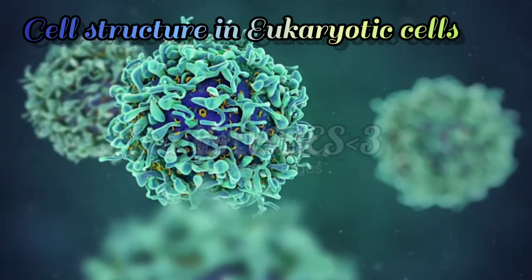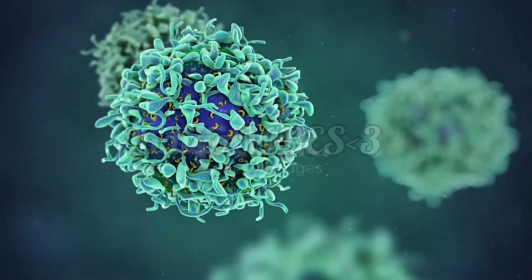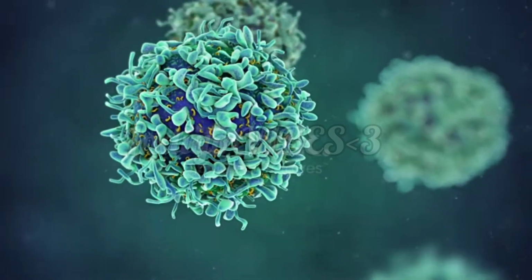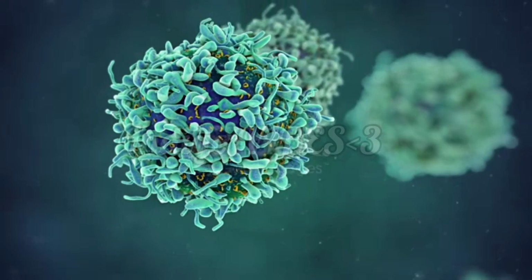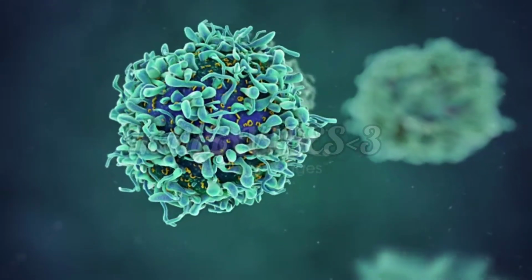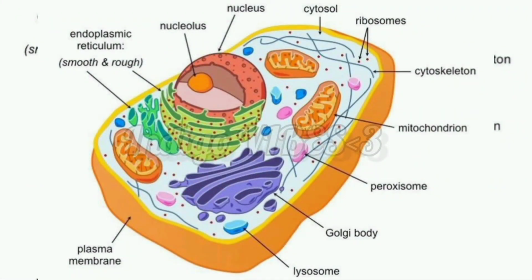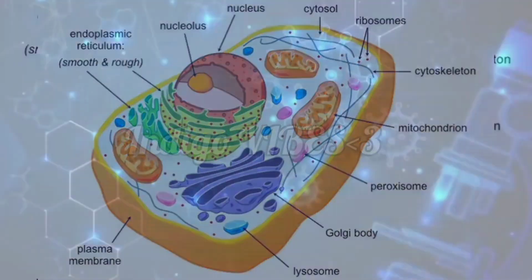Cell structure in eukaryotic cells. Eukaryotic cells have the most well-defined structure. These cells have a cell membrane, membrane-bound cell organelles, and a well-defined nucleus. The nucleus has its own membrane called the nuclear membrane.